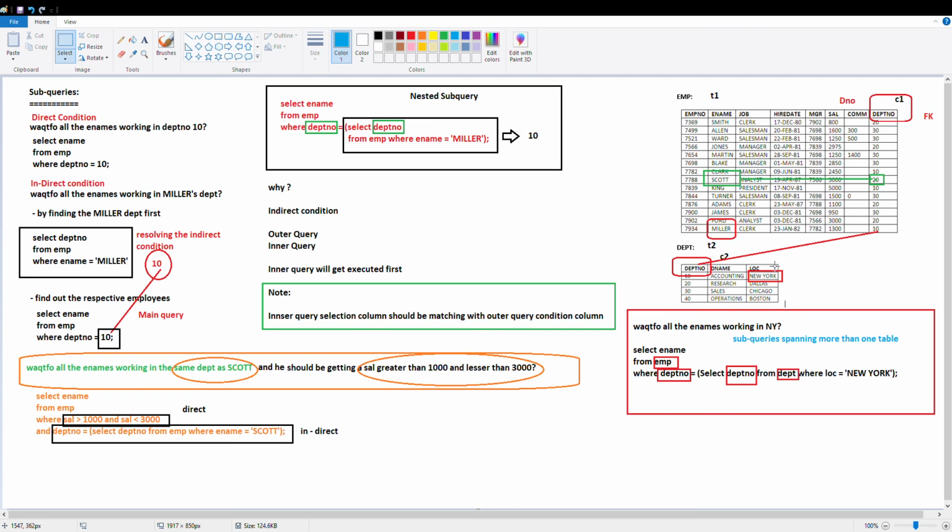Hopefully this is clear and you have understood subqueries. Then we are going to solve much more complex questions on the same topics. Okay. Thank you.